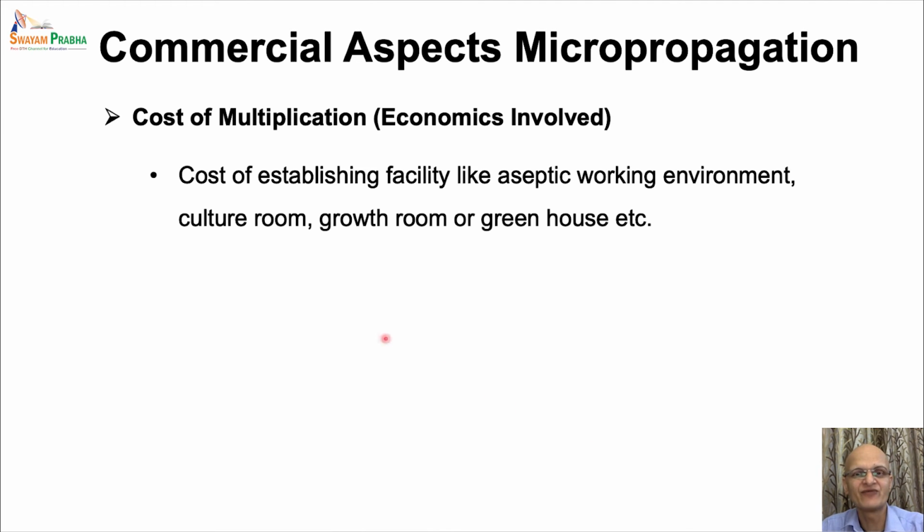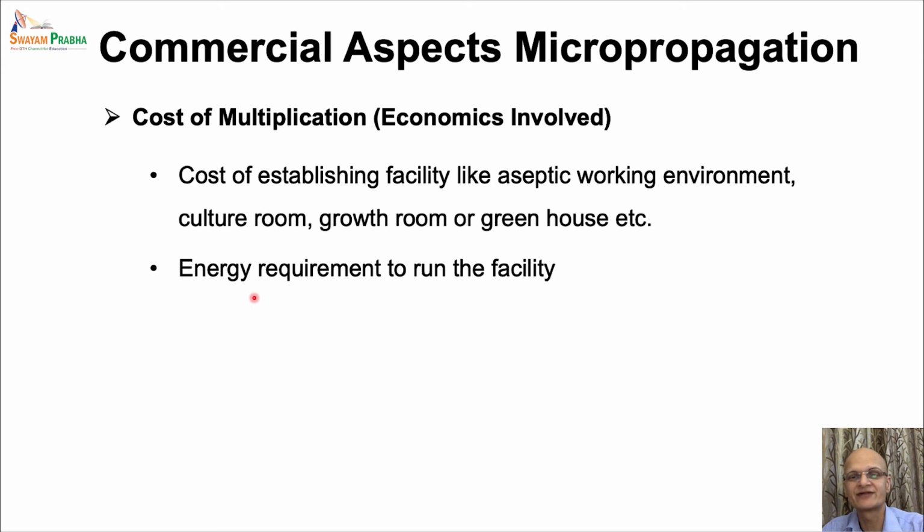Like first, the investment to create the facilities like the aseptic working environment, culture room, growth room, or the greenhouses, or the low temperature incubation or low temperature storage facilities, and then maintenance of these facilities at all the time. Continuous investments are required. In order to control the physical environment like the light and temperature, continuous supply of power is required, and it also adds significantly to the overall cost to run these commercial facilities of micropropagation.